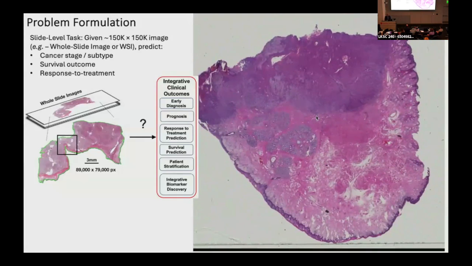There are no annotations available at the level of the slides. Annotations only exist at the pixel level. The annotations only exist at the level of the slide that is in the form of pathology reports that can be distilled out based on what interpretation was made by pathologists.